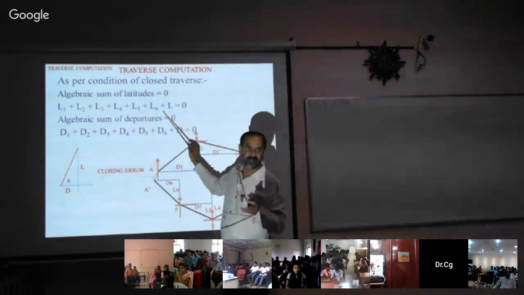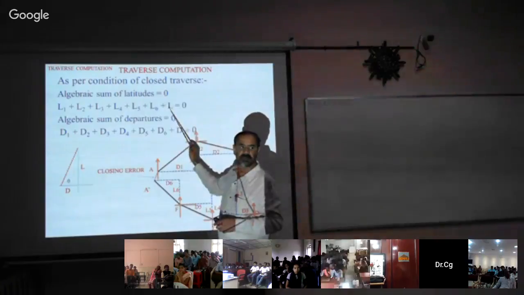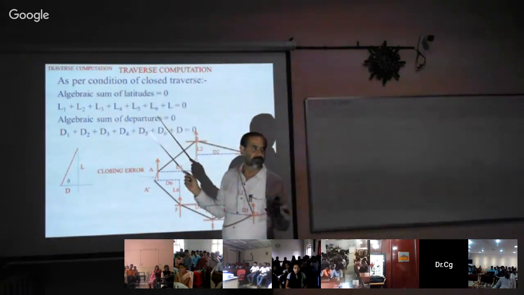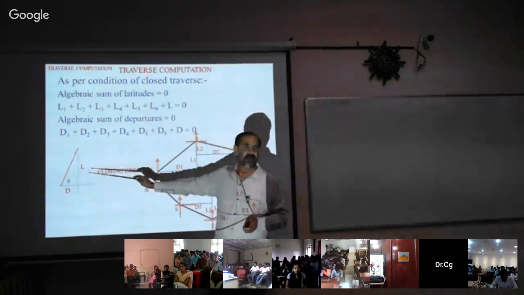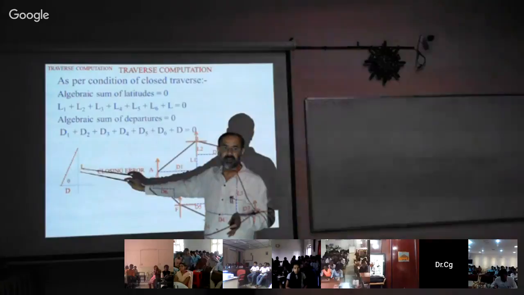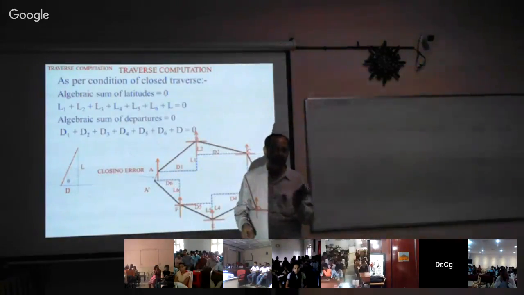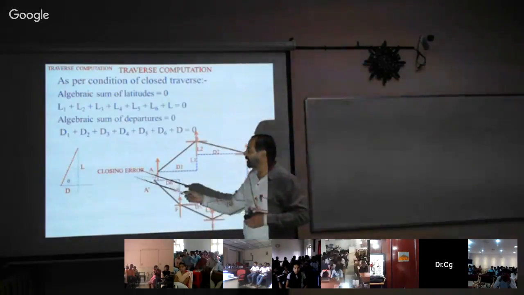After summing up, we don't get 0, we will get some value for this, isn't it? Departure also, we don't get 0. There is some value. Therefore, this is the latitude and this is the departure. Now calculate the length and bearing of the closing error, isn't it?